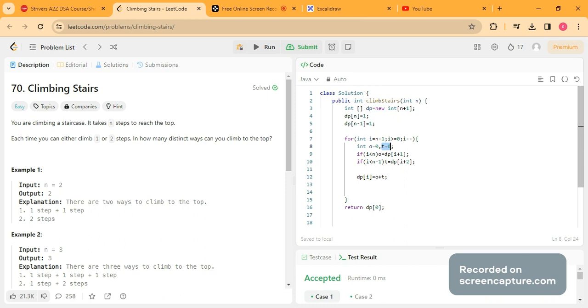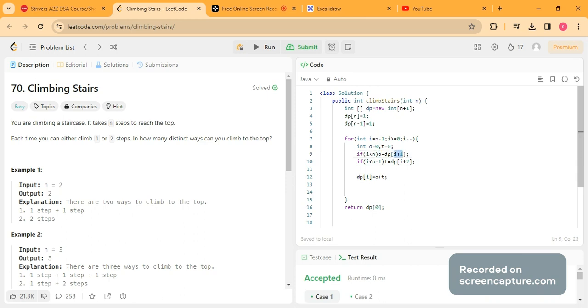So when we move one step, we would call dp of i plus 1, and when we move two steps, we would call dp of i plus 2. We would add them and store it in our current dp value. But just to ensure that we don't go out of bounds, we have put this condition here, since we are calculating i plus 1.